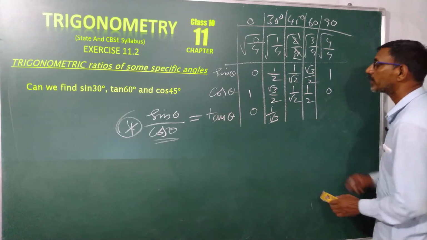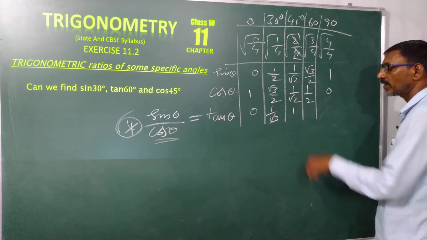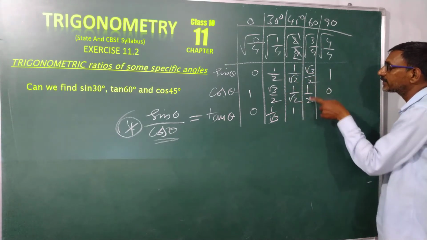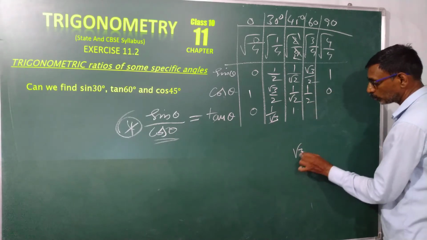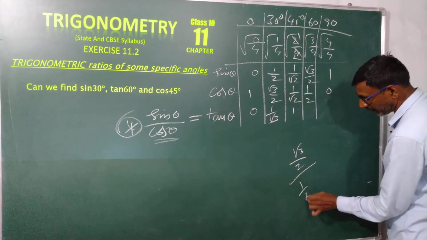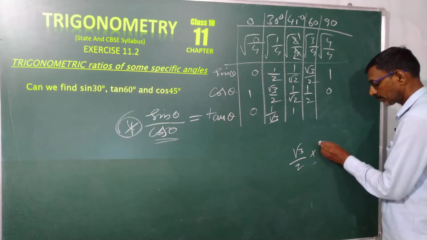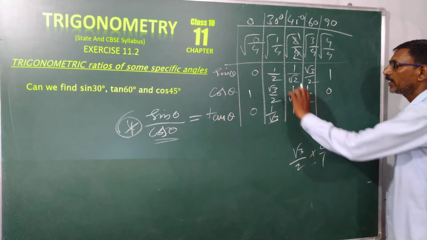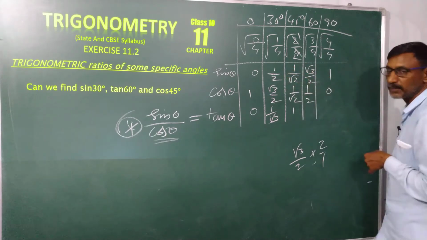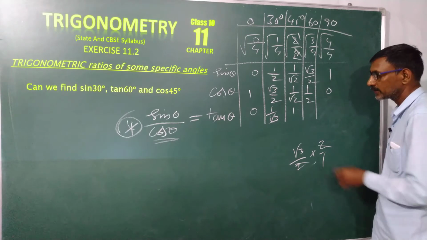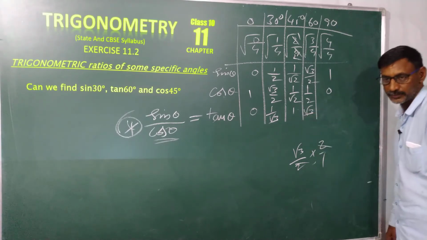Similarly, 1 by root 2 divided with 1 by root 2 gives 1, because both are the same and both get cancelled. Here, this and this get cancelled. See, root 3 by 2 divided by 1 by 2, its reciprocal multiplied, 2 by 1. 2 gets cancelled. Here we get root 3.